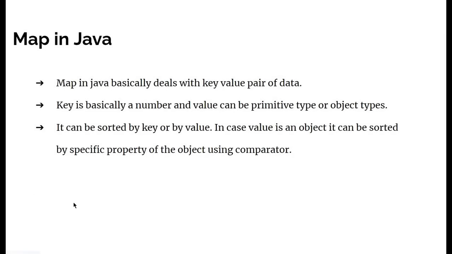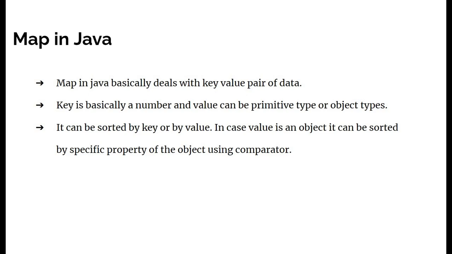The last video in this series is sorting in maps. Map in Java basically deals with key-value pairs of data. The key can be a number and the value can be a primitive type or object type. If the value is an object type, we can use a comparator to sort the data, right?